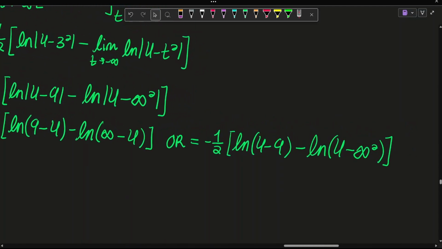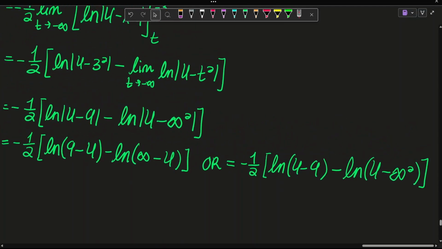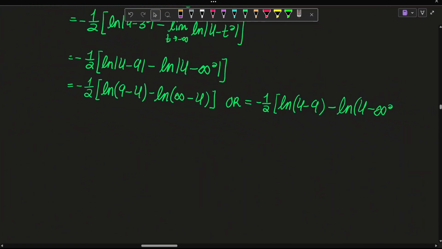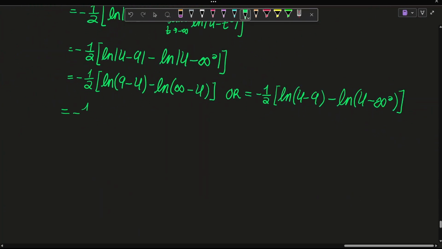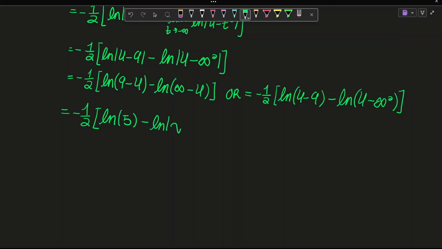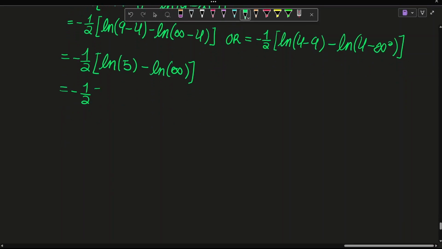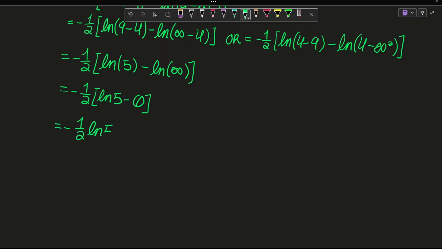So what does that mean for us? Well, we know that the ln function, you put the absolute values just to make sure that the inner argument is always positive. But since we do that, we can get two answers. Here we get that this is negative 1/2 times the ln of positive 5 minus the ln of infinity. And of course, we know ln of infinity is 0, so this is negative 1/2 times the ln 5 minus 0, which is negative 1/2 times the ln of 5.